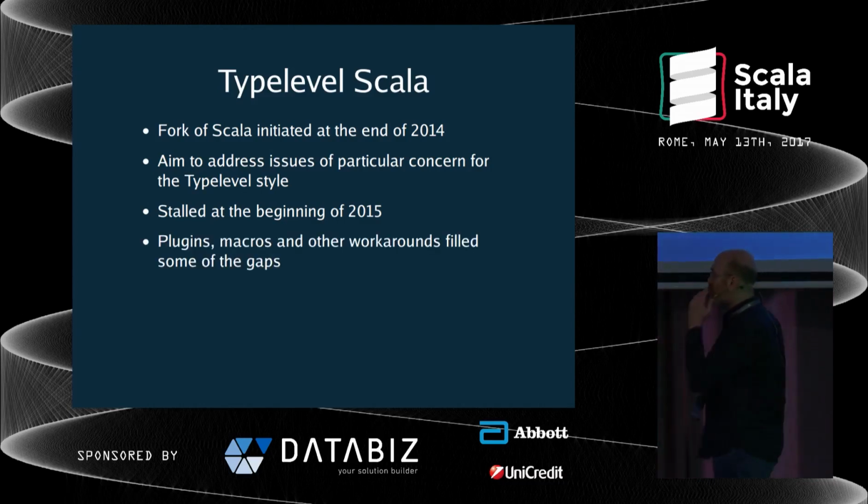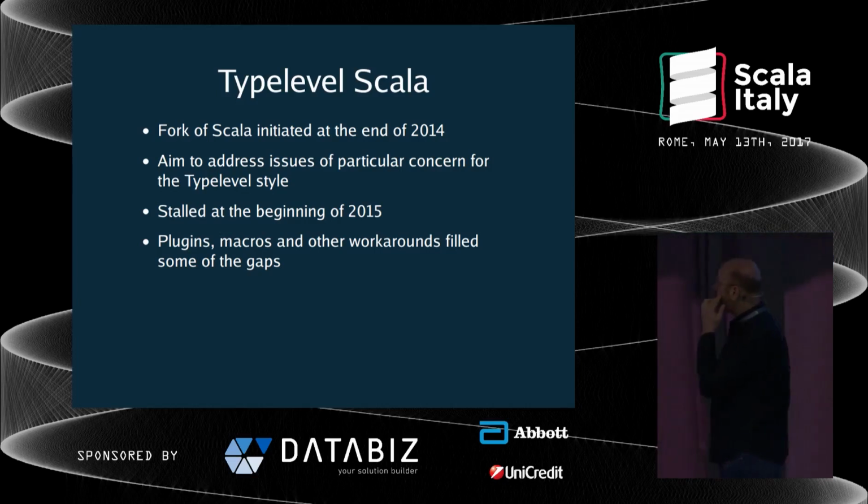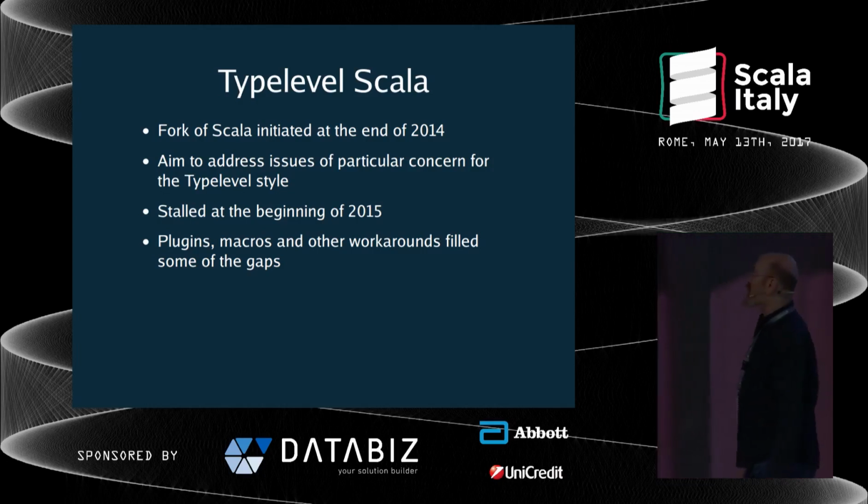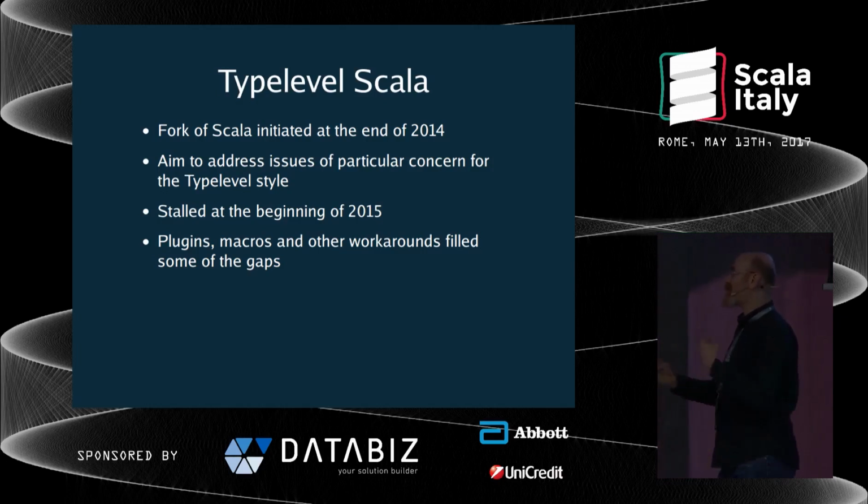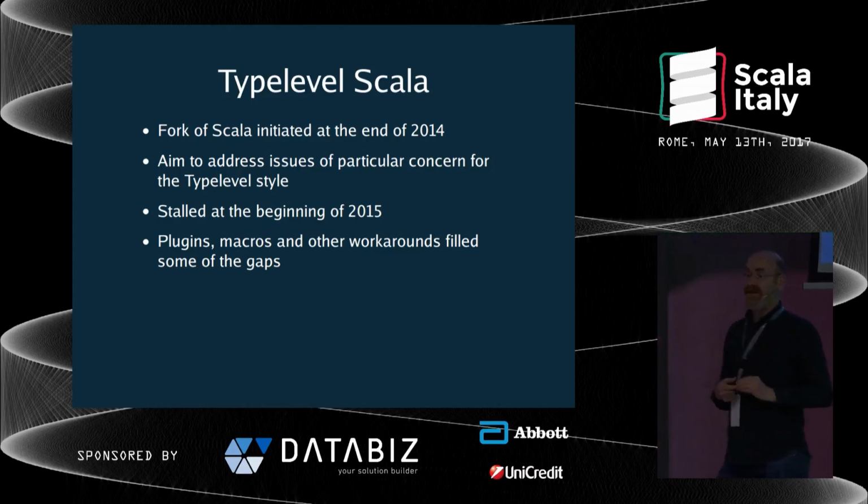And also, over the course of 2015, we found an awful lot more interesting and vaguely usable workarounds for the kinds of problems that we were having. So we basically patched things over in ways that kind of worked. An example of that would be Erik Osheim's kind-projector. Kind-projector allows you to express a particular kind of type-level function in a fairly syntactically succinct way.